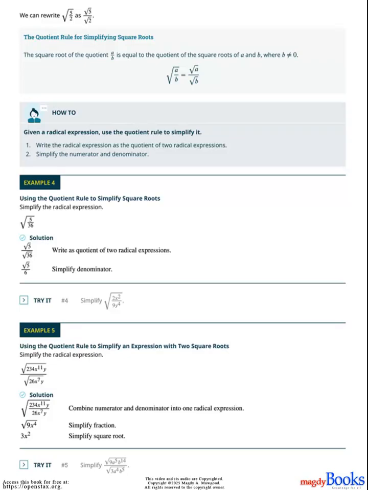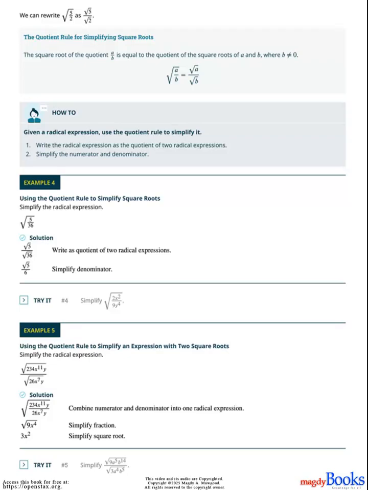How to: given a radical expression, use the quotient rule to simplify it. 1. Write the radical expression as the quotient of two radical expressions. 2. Simplify the numerator and denominator. Example 4. Using the quotient rule to simplify square roots. Simplify the radical expression. Square root of 5 over 36.